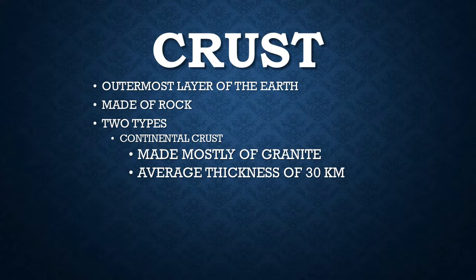So continental crust is made of granite, which is lower in density. It's more felsic than anything else, which is why we call it felsic or granitic. And its average thickness is about 30 kilometers. Some of your mountains get to a thickness of about 100 kilometers. And I'll show you a picture of that on the next slide.